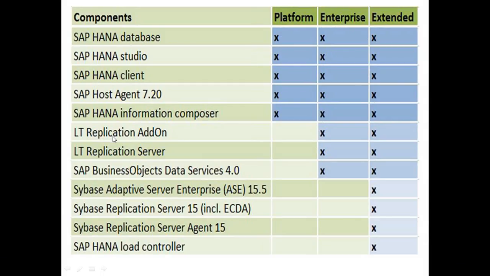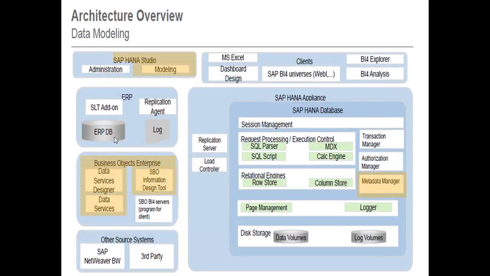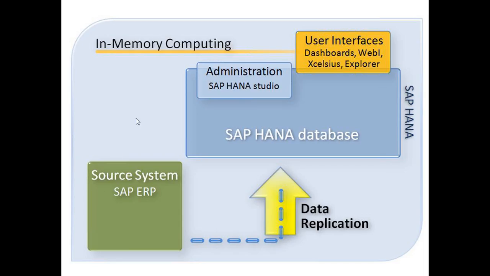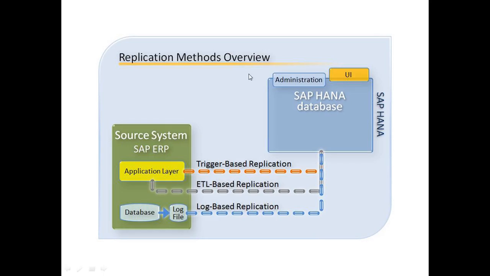Okay, and one more thing here is that for the purpose of getting the data from the different types of systems, let me show you here. For the purpose of getting the data from the different systems into this SAP HANA database, we use three types of methodologies. Those are also called the replication methodologies, and SAP supports three types of replications. One is log-based replication, second one is ETL-based replication, and third one is trigger-based replication.